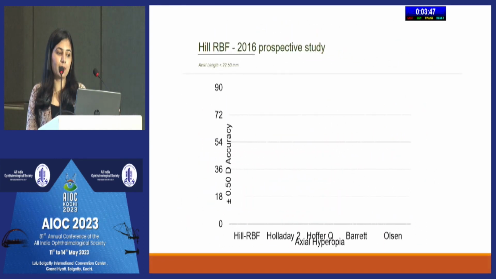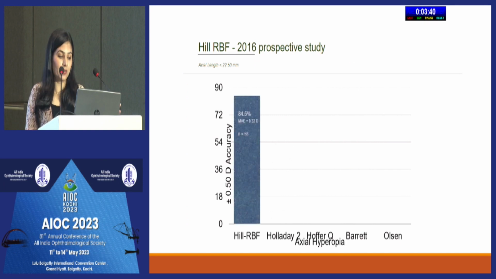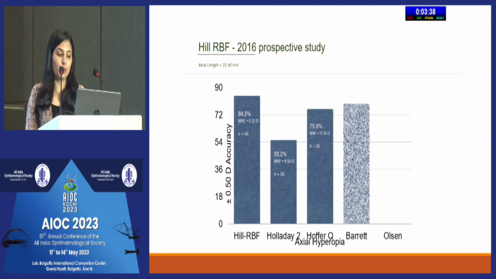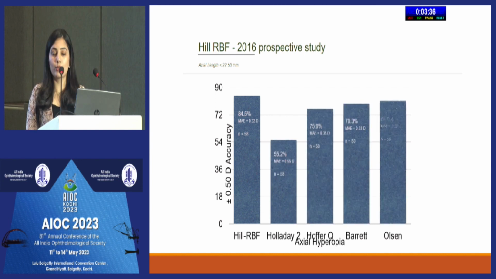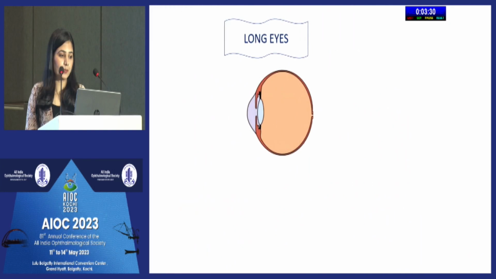There was a study done by Hill RBF in 2016, which was a prospective study for axial length less than 22.5 mm. It said that Hill RBF, Hoffer Q, Barrett's Universal 2, and Olsen all gave accurate results for axial length less than 22.5 mm.